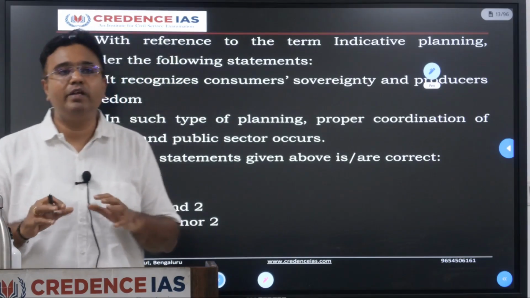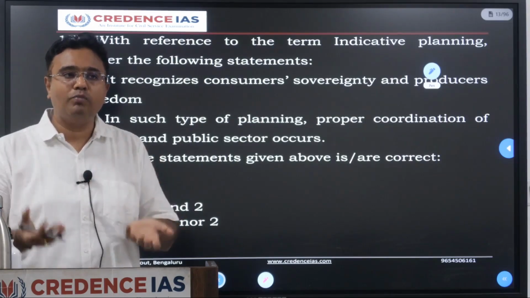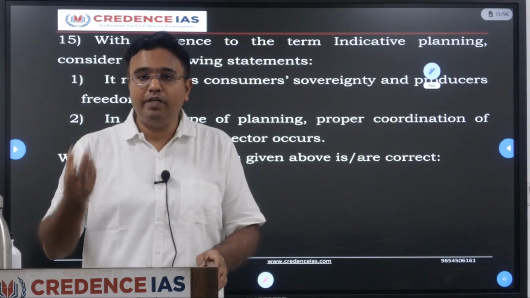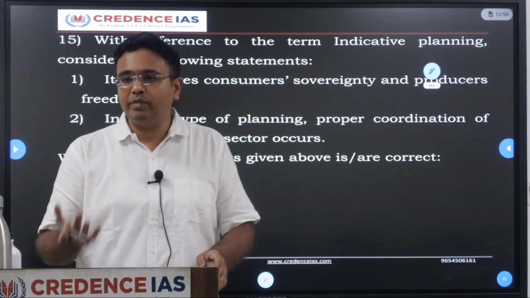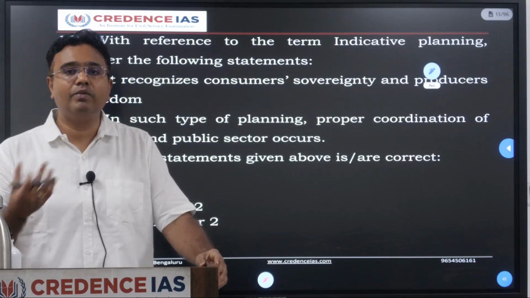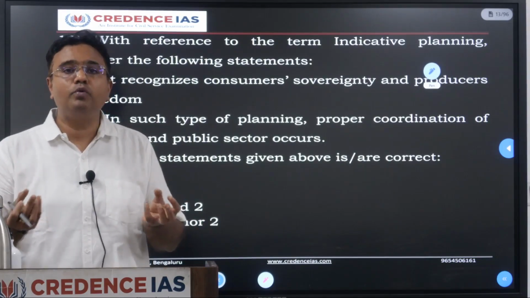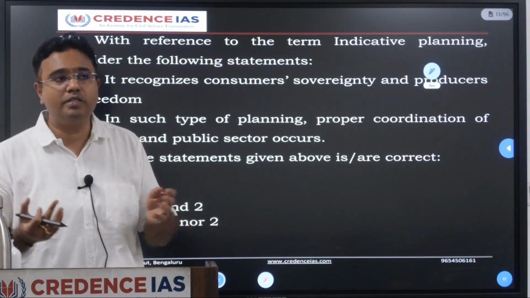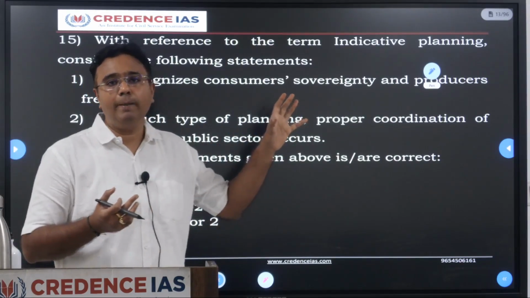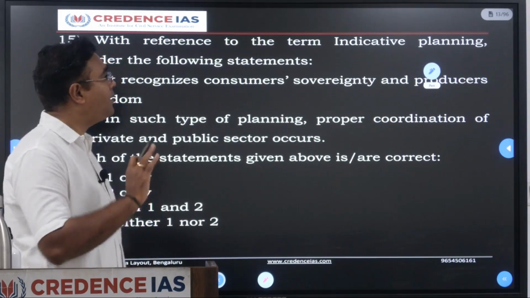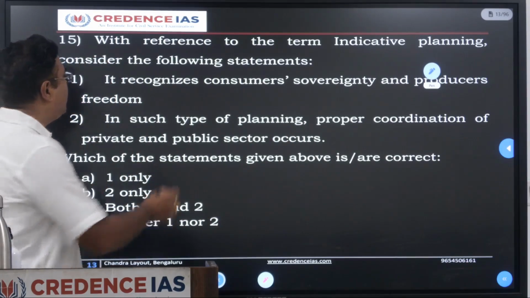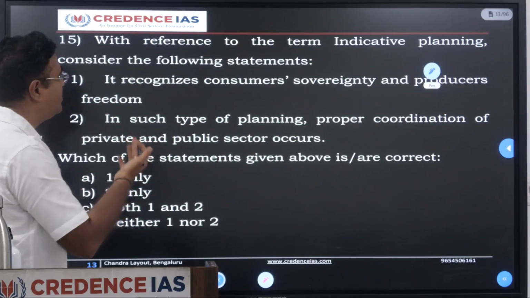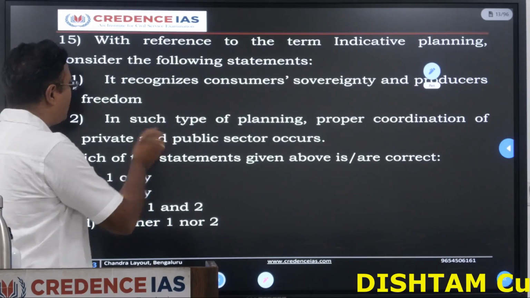So in indicative planning we shifted towards bottom up planning, where opportunities or freedom are given to the bottom level players, from the district levels, with the district as the center. They are given freedom to implement the plan according to their circumstances, but the objective is that the plan targets need to be achieved. So that is the major aspect of indicative planning. So it recognizes consumer sovereignty and producers' freedom. The other option given is not so relevant, so it is not there.